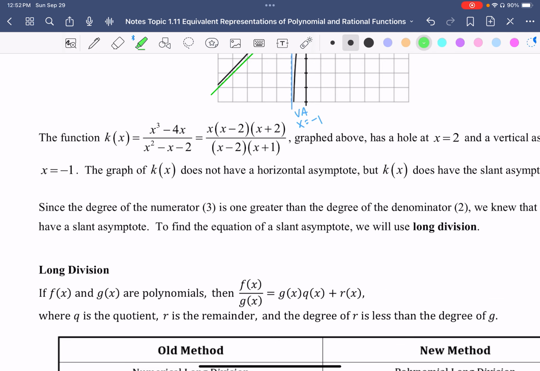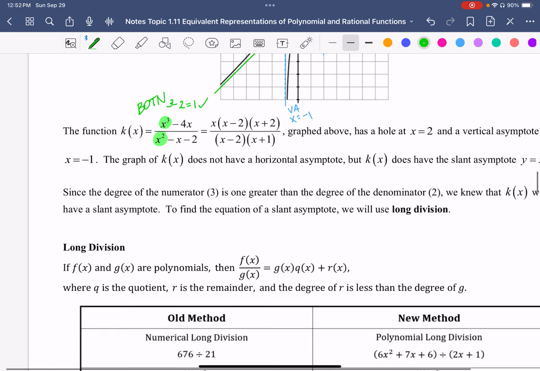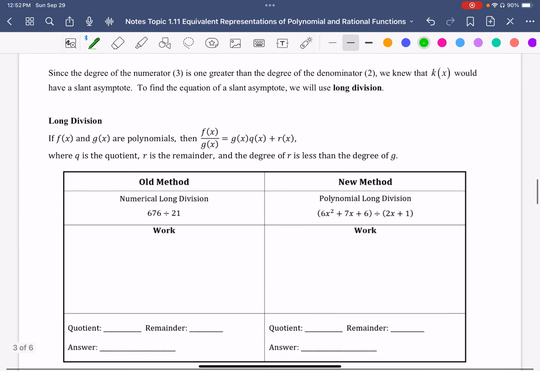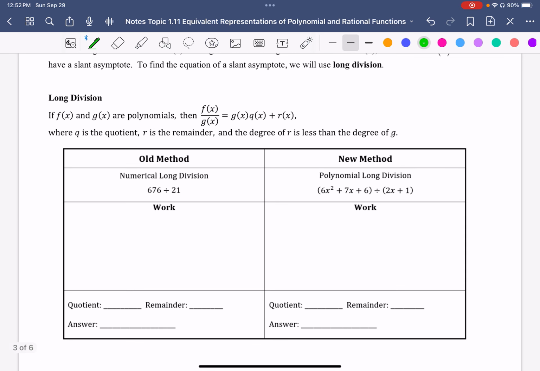Again, if you look at this, you have x cubed as the biggest term in the numerator and x squared as the biggest term in the denominator. So this would be a case of bottom heavy, meaning that there is no horizontal asymptote. And if you subtract the exponents, 3 minus 2 is 1. If it's exactly 1, then there is a slant asymptote. Okay, so now let's practice long division so you can actually calculate what the slant asymptotes are.